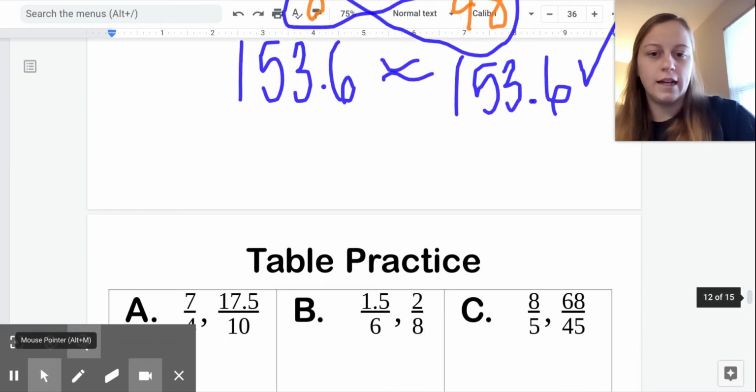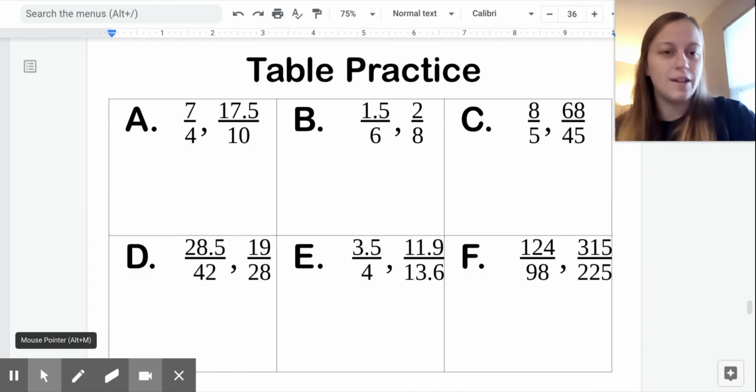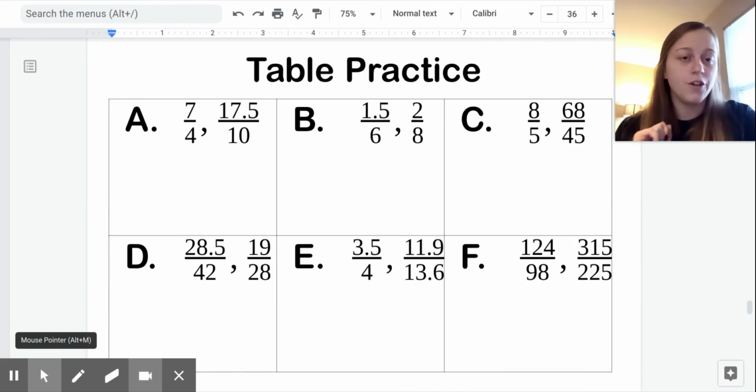All right, let's go ahead, and whatever table number you sit at is the number I'd like you to do. Press pause on your video while you work.